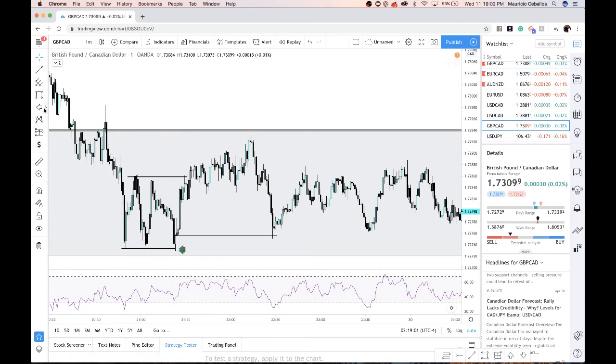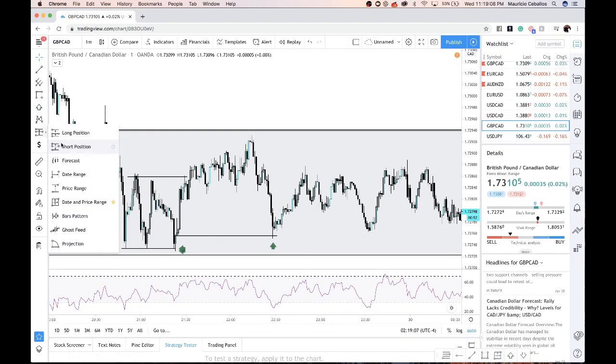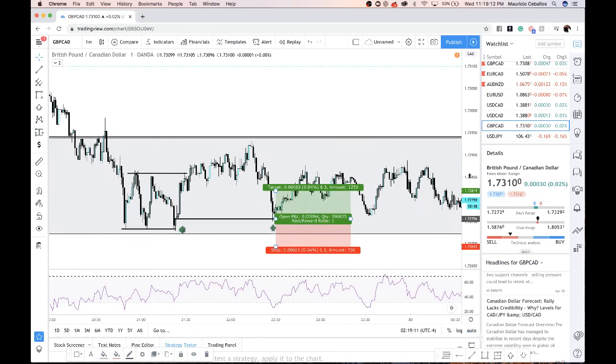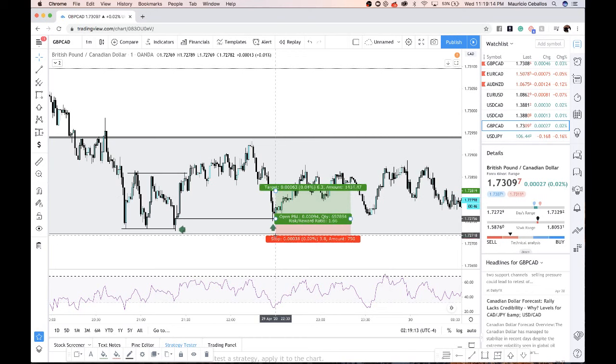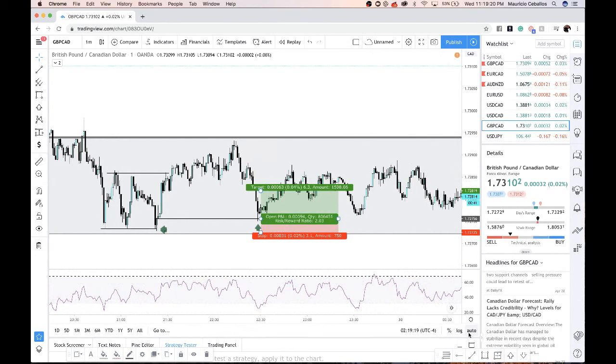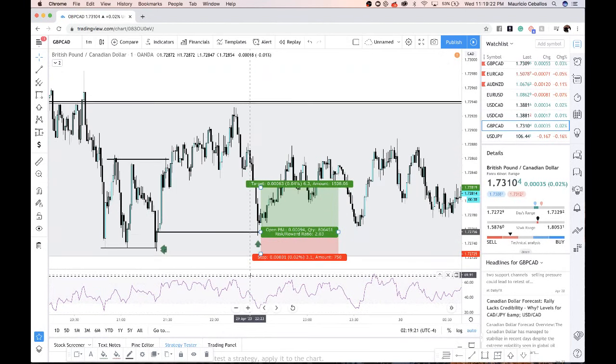Therefore, my entry will go ahead and be over here. And since that entry is placed right there, what could this lead us to? Stop loss to underneath that area, which leads us to about 3 pips. And then our first take profit, because we always want to understand first take profits, break even, and so on.